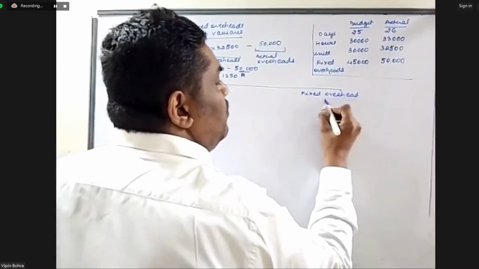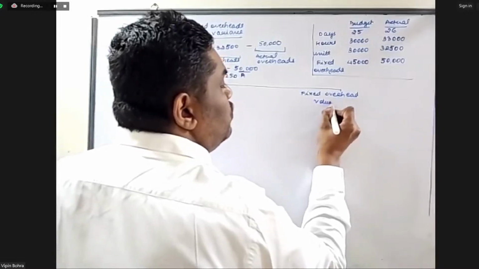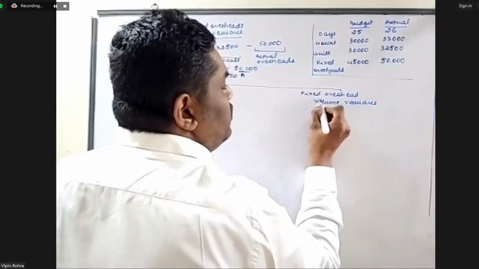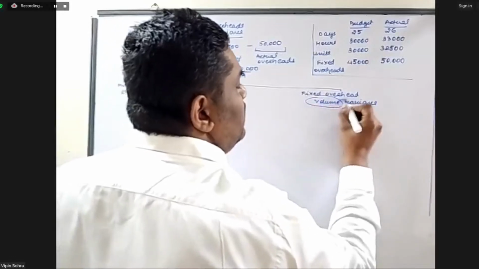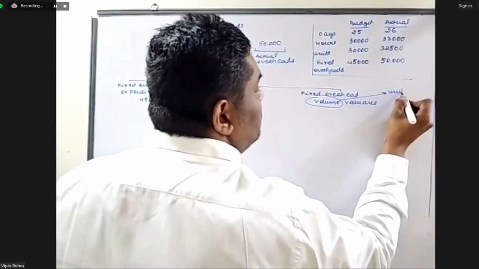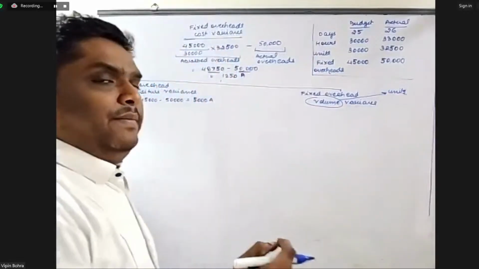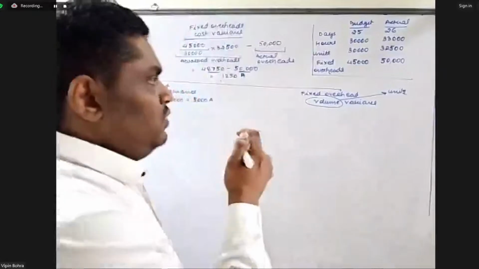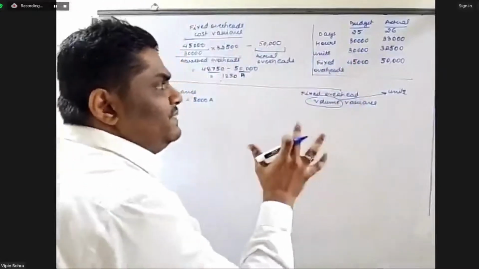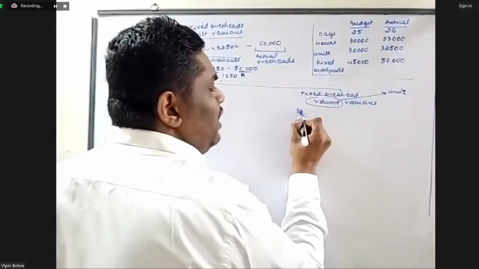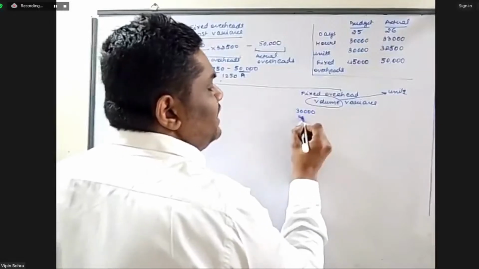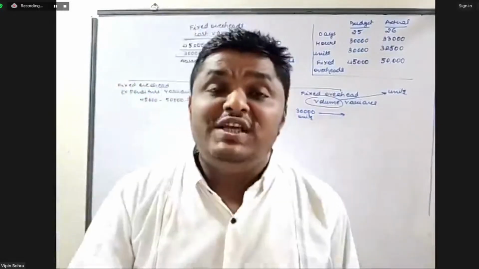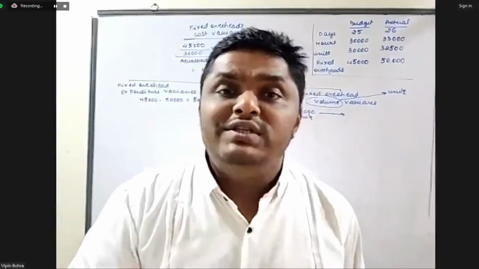Fixed overhead volume variance. Very important, guys. When talking about this word volume, it talks about units. The name itself says volume. Volume means what? Units. So here in units, very simple, guys. We were supposed to manufacture how many units? 30,000 units. But we actually manufactured 32,500 units. So it's a good sign for the company.